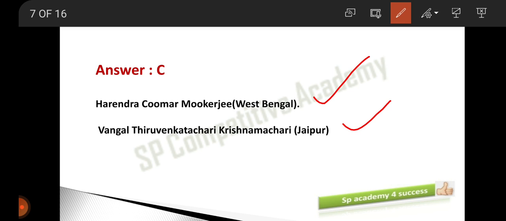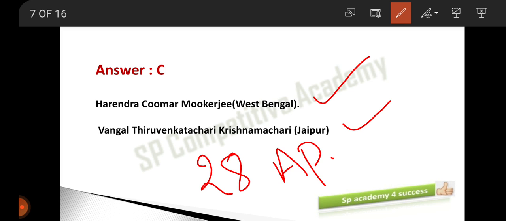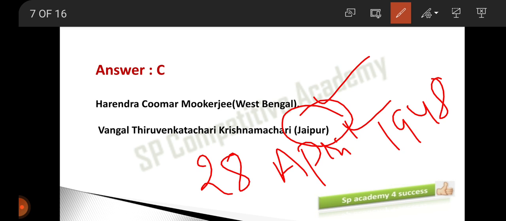Let me tell you the story behind this. Krishnamachari ji joined the Constituent Assembly in the middle. The Constituent Assembly was already appointed and assembled, but Krishnamachari ji joined in the middle. That was on 28th April 1948. Okay, he joined as a representative of Jaipur. Jaipur was a princely state at that time. So, representing Jaipur, Krishnamachari ji joined the Constituent Assembly on this particular date.